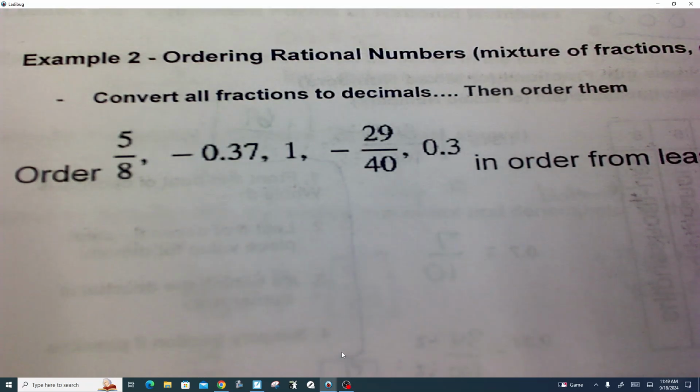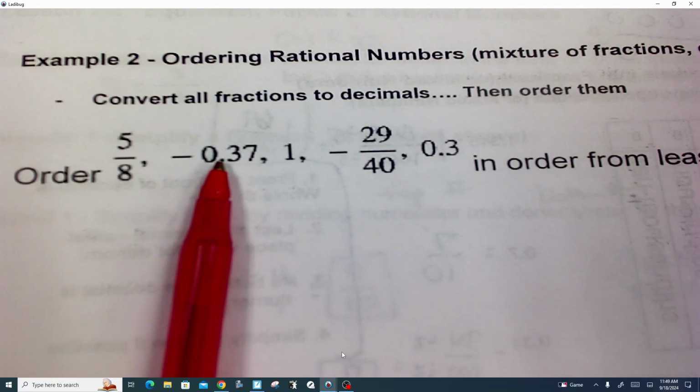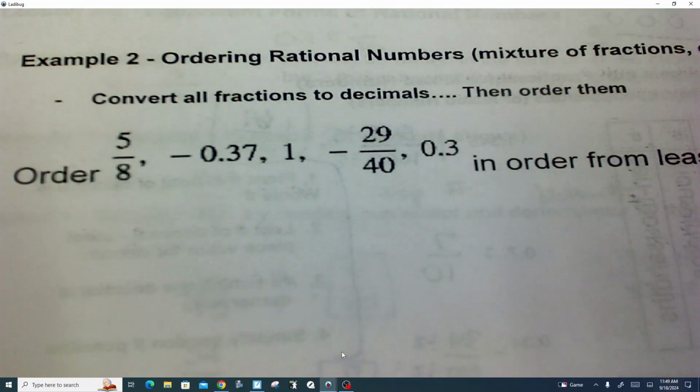All right, folks, so how can we compare fractions and decimals? This one's got a few interesting parts to it. Number one, we have a negative decimal, and number two, we have a negative fraction. So we'll need to be able to handle that.